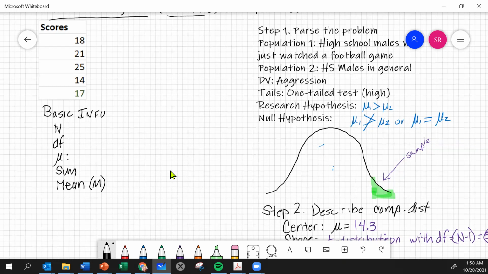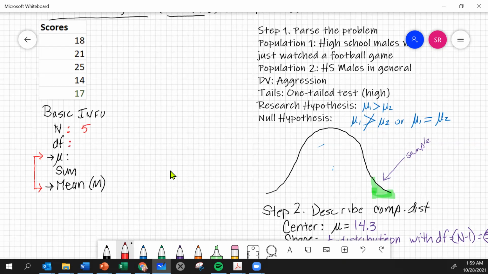We have 2 means here. It's important to keep them distinct. We have the population mean indicated by mu and the sample mean indicated by M. In the end, these are the 2 values that we are going to be comparing. We're looking at, is this sample mean different from the population mean? Let's fill in what we know. N we know equals 5.